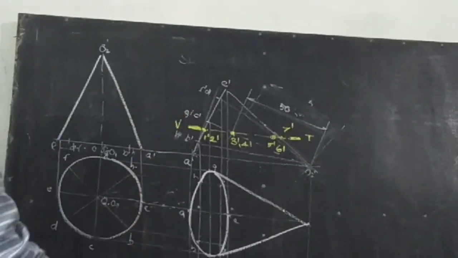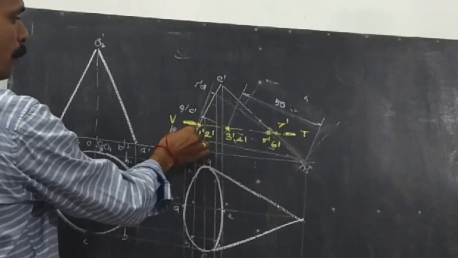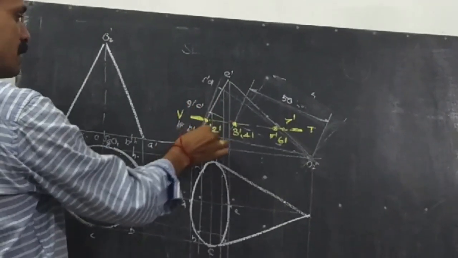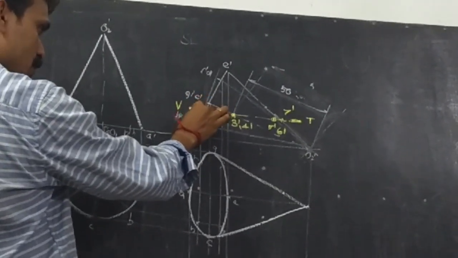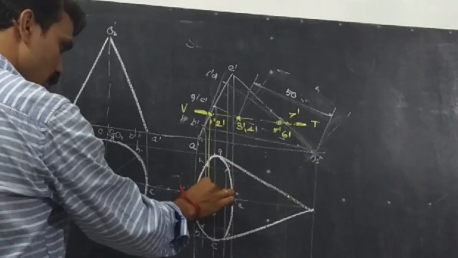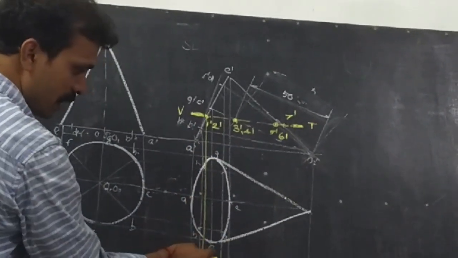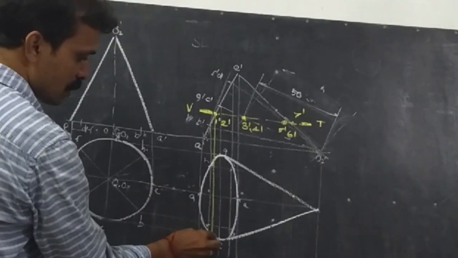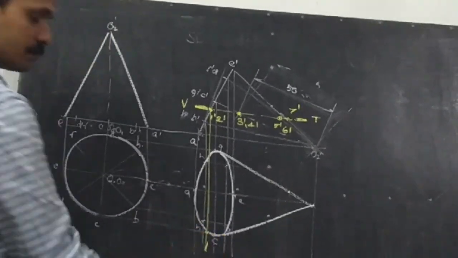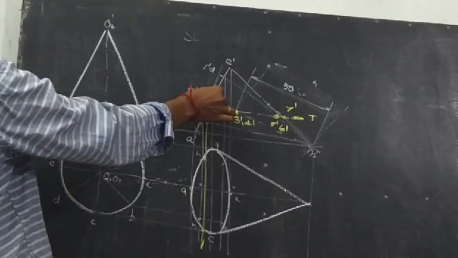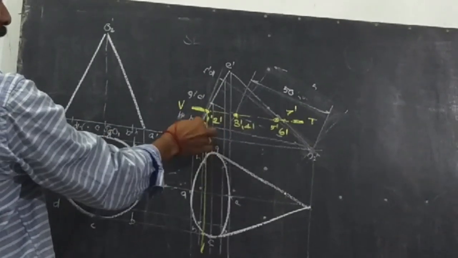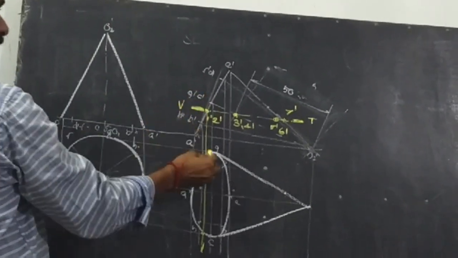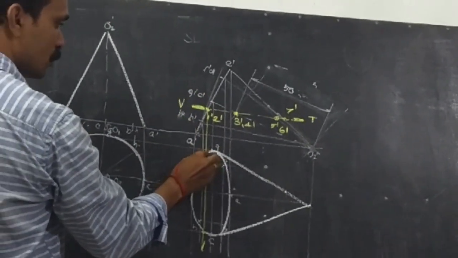So listen, this 1 dash is a point on base BC. So project 1 dash so that we will get a point between B and C. This is B and this is C. So this will be 1. The same point can be projected for obtaining a point between G and H. This is G and this is H. So this should be 2.